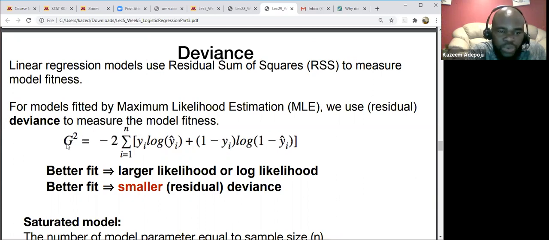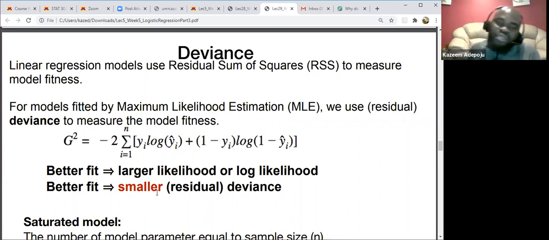Please don't write a lowercase letter. You need to write an uppercase letter, and it is equal to -2 times the summation of yi log yi cap plus 1 minus yi log 1 minus yi cap. Okay, the model with a better fit is the one that has a larger likelihood or log likelihood. A better fit also implies a smaller residual or smaller deviance.